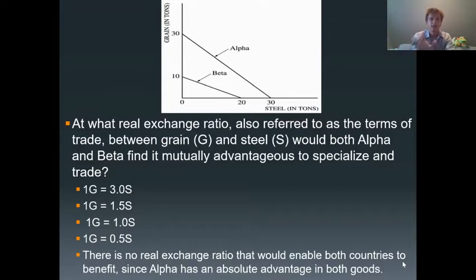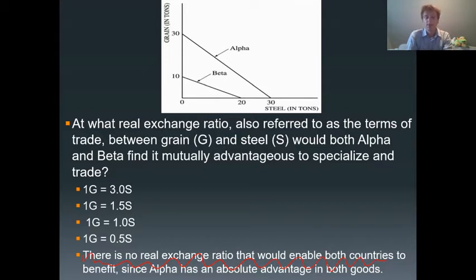You have two countries, alpha and beta. Alpha has an absolute advantage in both products. Alpha can produce 30 units of grain or 30 units of steel. Beta can only produce 10 units of grain or 20 units of steel. So when we're examining this question, we already know that there's at least one answer that is not going to work, and that's the last one. You can cross that one out because we know absolute advantage has nothing to do with trade. So we already got rid of that part.